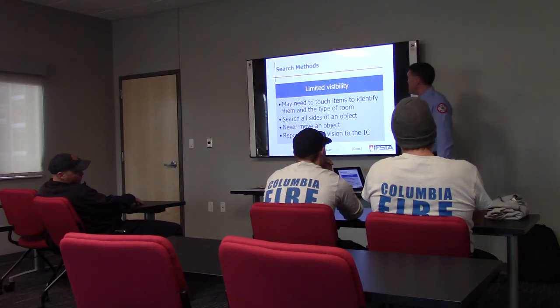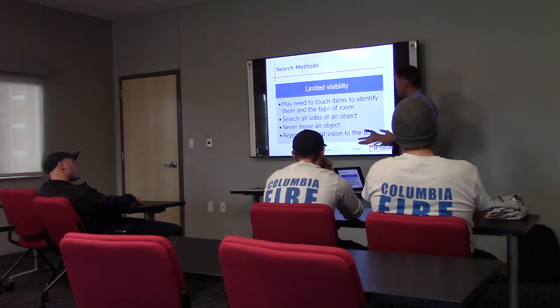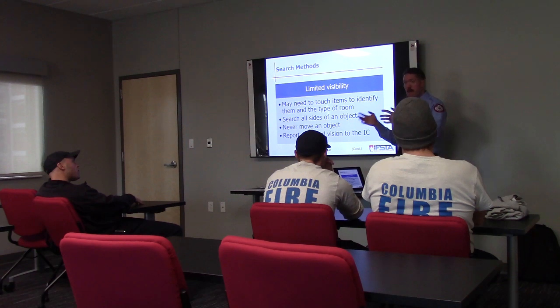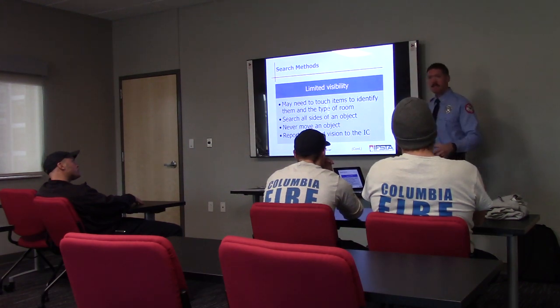Limited visibility, gloves take away our dexterity. Practice touching things with your gloves. You may need to touch things to identify them and what type of room you're in. So if you're feeling around and you feel wooden slats above your eye level, you may be thinking this might be a baby's room. Maybe that's a crib I'm dealing with here. If you felt that somewhere else, you might not know what situation you're in.